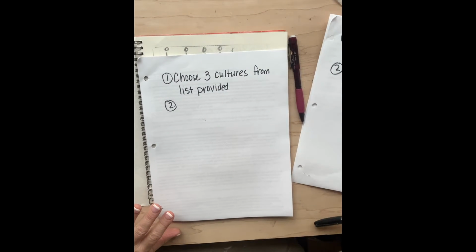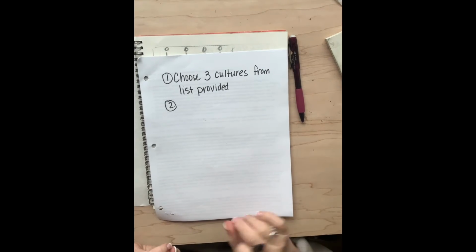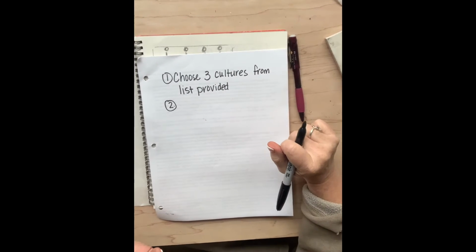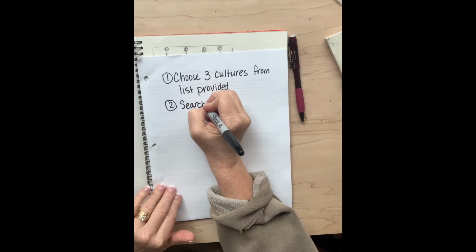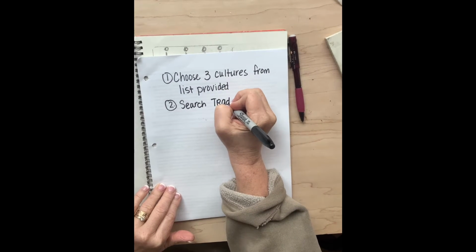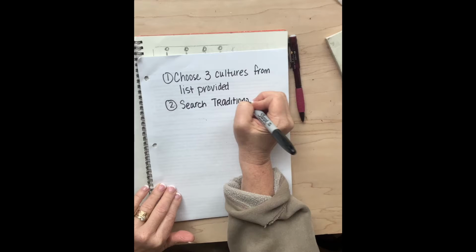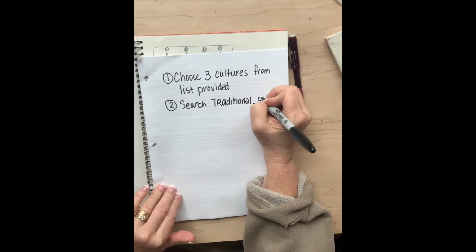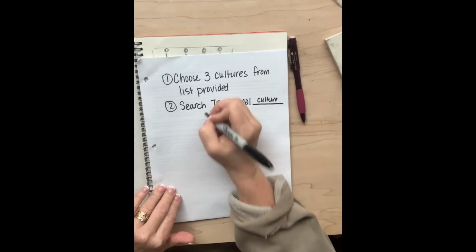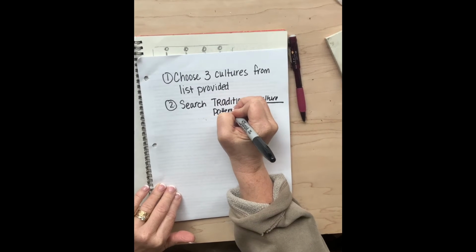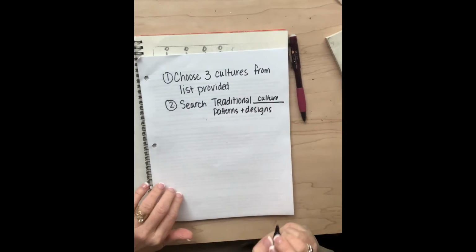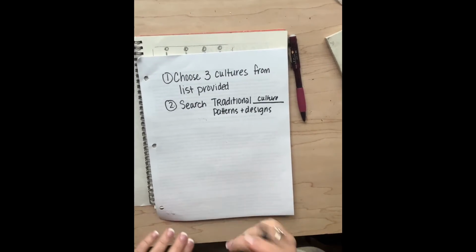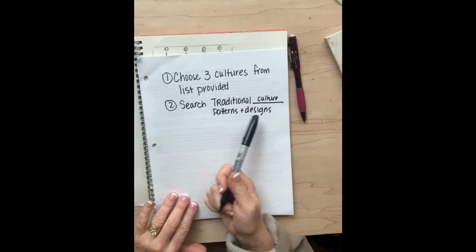Okay, the very first thing we're going to do to come up with our design for our woodcut is you're going to choose 3 cultures from the list provided. Once you've chosen 3 cultures, I want you to search traditional, whatever your culture is, culture, patterns, and designs. So, for example, if I'm using Scandinavian, I'm going to type in traditional Scandinavian patterns and designs.